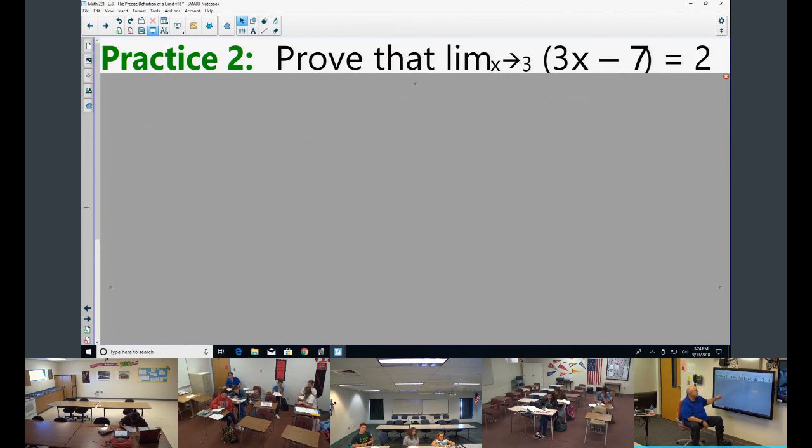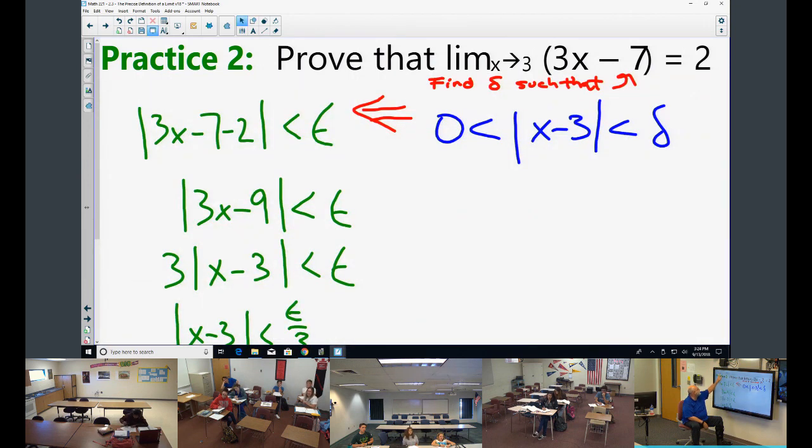Okay, so let's see if you've got that first step. So you write, and again, here the order, I would probably start over here in the blue. So 0 is less than the absolute value of x minus 3, so the 3 goes here, is less than delta. So that's the first one. So that implies that the function f of x, 3x minus 7, minus the limit 2, is less than epsilon.